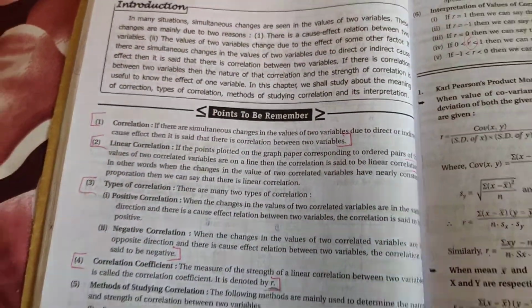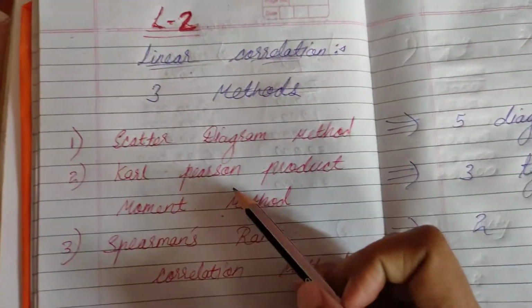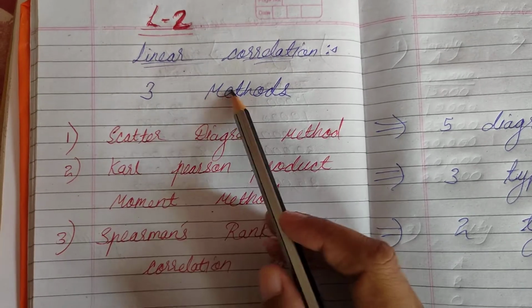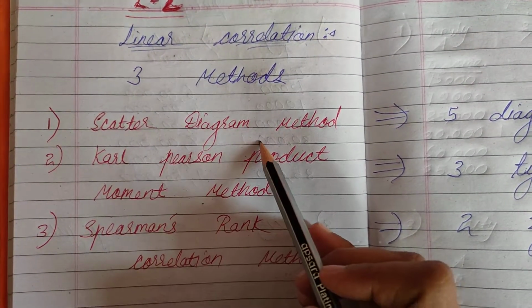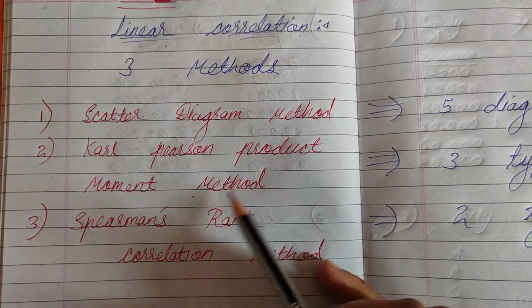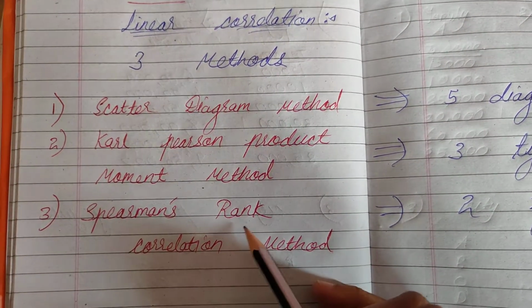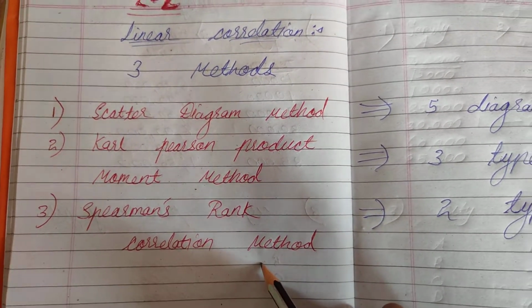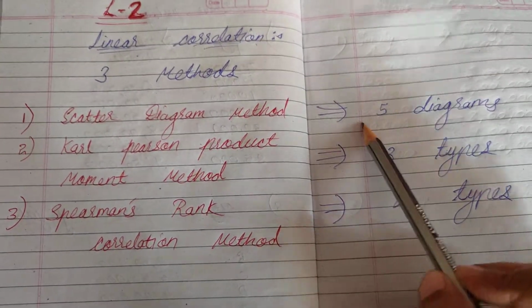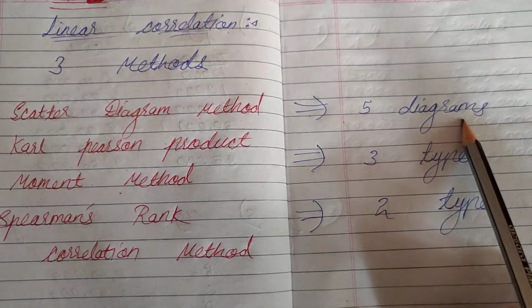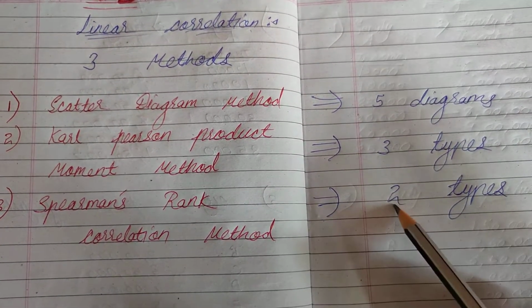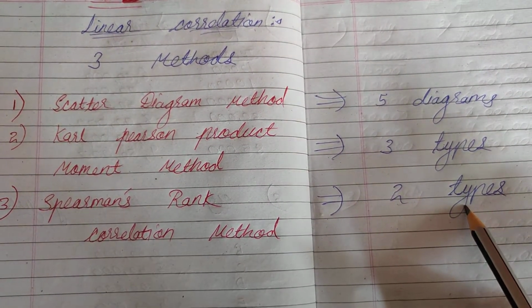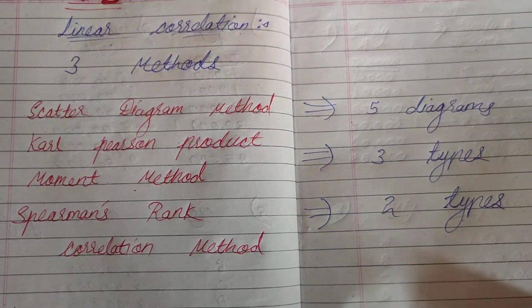Now let us see how many types of methods we have in linear correlation. In linear correlation, we have three methods. First one is the scatter diagram method, second one is the Karl Pearson product moment method, third one is the Spearman rank correlation method. Scatter diagram is divided into five types of diagrams. Karl Pearson method has three types. Spearman rank correlation method has two types.